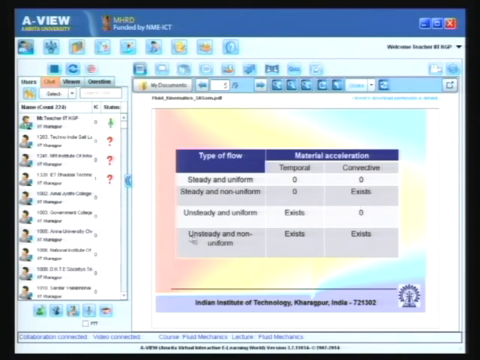Come to the last, the most generalized condition where both temporal and convective acceleration exist, meaning the flow is unsteady and at the same time non-uniform. For example, the flow taking place through a tapered pipe, as I told you earlier, and at the same time the velocity changes by changing the rate of flow. Okay. So, after this we will start a few definitions.